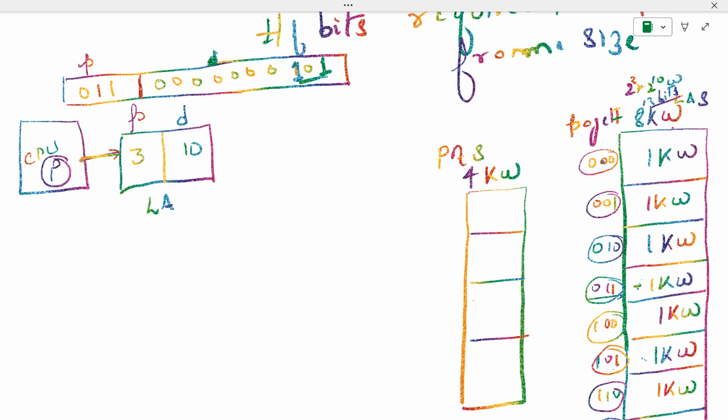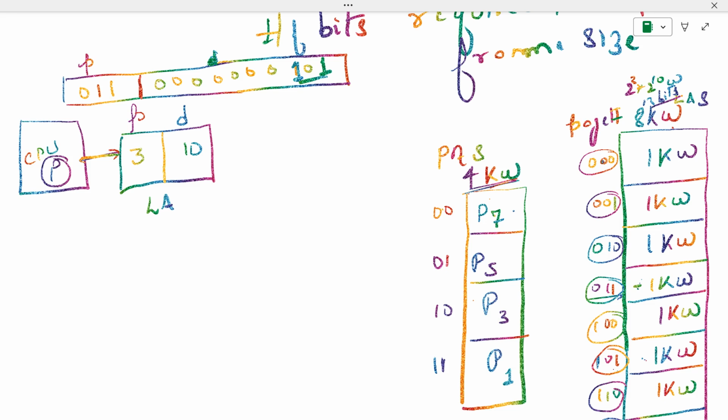So now some pages are being brought from the logical address space to the physical address space. Let's say this physical address space contains 4 kilowords, so it is divided into 4 pages of 1 kiloword each, and each page is mapped to a frame. So this is the frame number, and in each frame one page is placed. Let's say in frame 00 we place P7, here we place P5, here we place P3, and here we place P1.